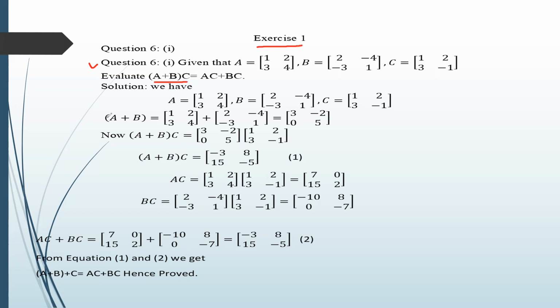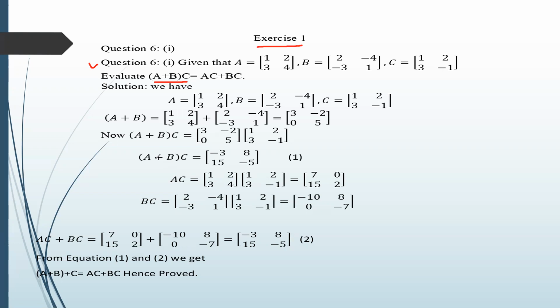So first we add A and B. It means we find A plus B. This is A matrix, this is B matrix. We simply add corresponding elements: 1 plus 2 is 3, 2 minus 4 is minus 2, 3 minus 3 is 0, 4 plus 1 is 5. And now we multiply A plus B with C. Here A plus B is this and C is this. So after multiplying, we get 3, 8, 15, minus 5.